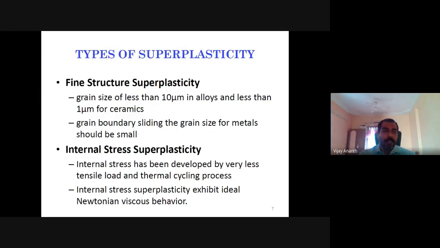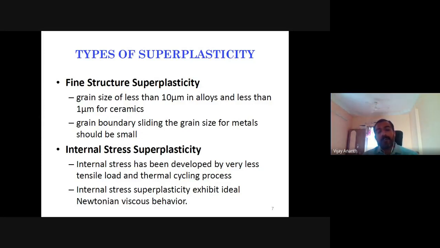The next one is types of superplasticity. We have different types of superplastic forming. The first one is fine structure superplastic forming. As already discussed, the grain size should be less than 10 micrometer. For ceramics, the requirement is 1 micrometer. For ceramic material, the grain size should be 1 micrometer. In fine structure superplasticity, the grains slide one over another. So grain boundary sliding is the main mechanism in fine structure superplasticity.